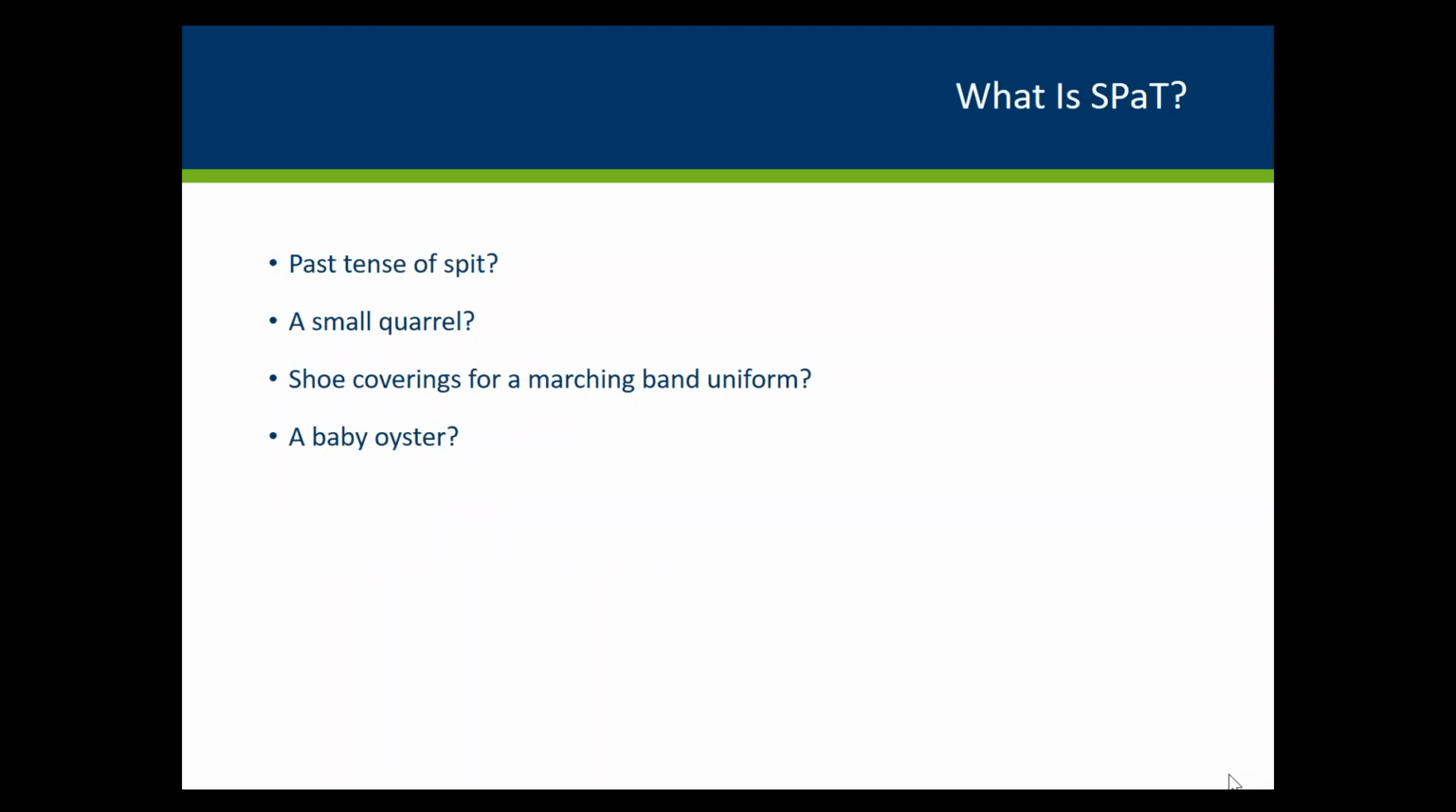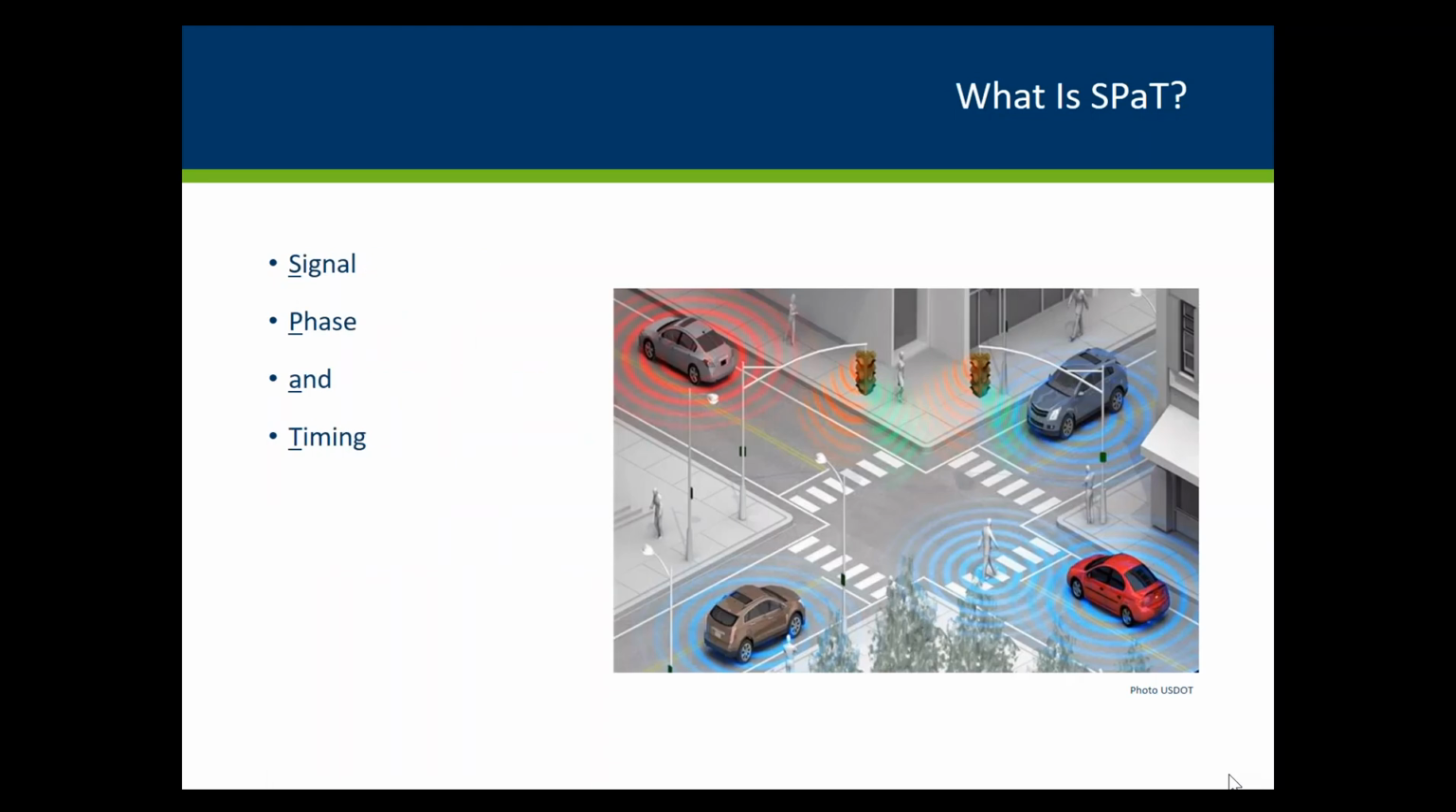So what is SPAT? I looked it up in Webster's, and it turned out that wasn't very helpful. So the SPAT we're talking about stands for signal, phase, and timing. And what it is, it's a connected vehicles message that the traffic signal broadcasts to vehicles that are within range of the traffic signals. And it broadcasts it using something similar to Wi-Fi. It's called Dedicated Short Range Communications, DSRC.